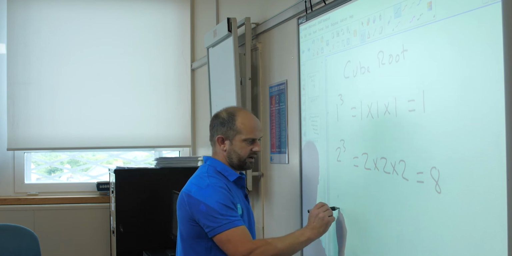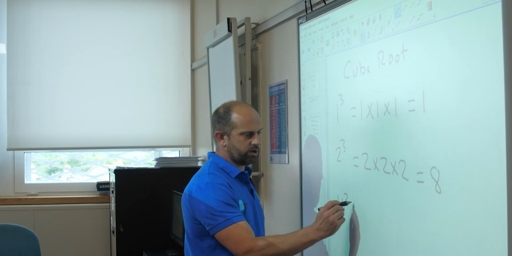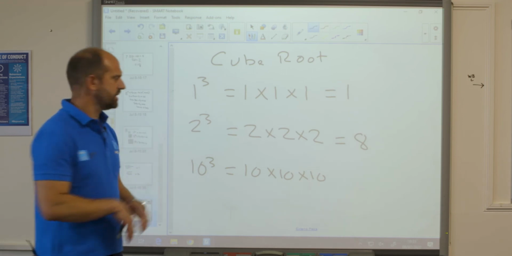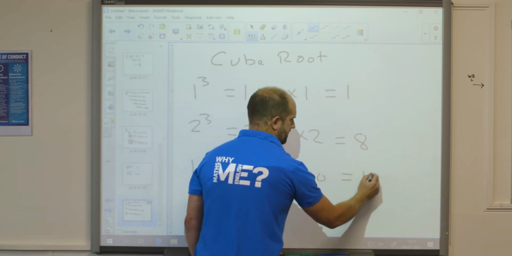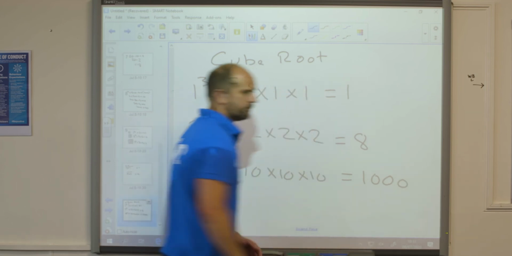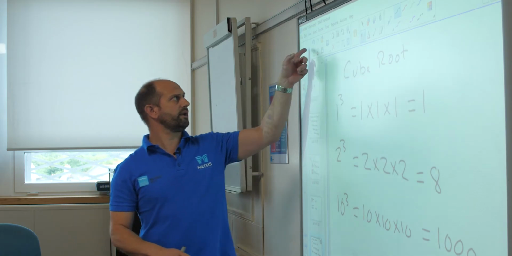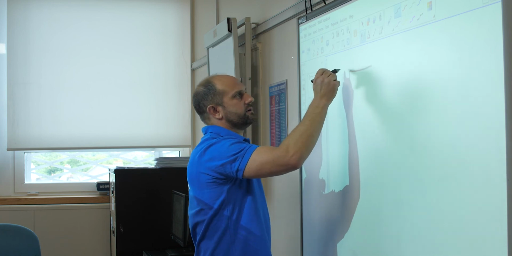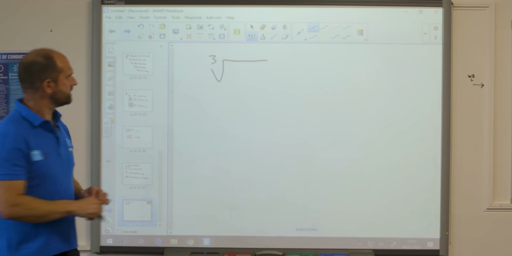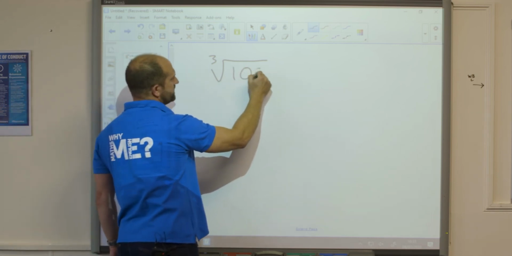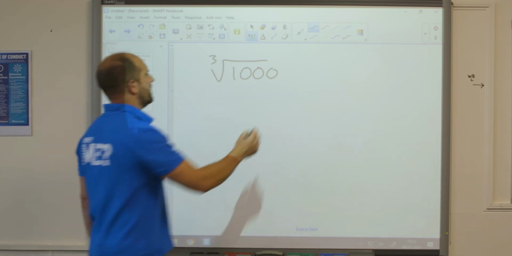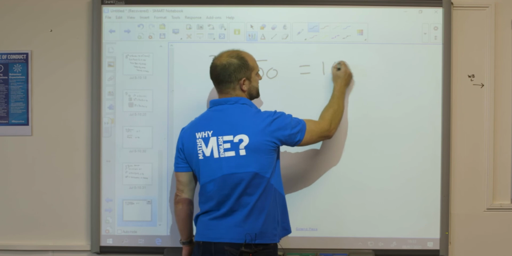To have a look at another one then, let's look at 10 cubed. So I've got 10 times by 10 times by 10. So 10 times 10 is 100, times by 10 is 1,000. The opposite of cube is cube root, and that is denoted by this. If I've got 1,000, what times what times what makes 1,000? We already know then that that is 10.